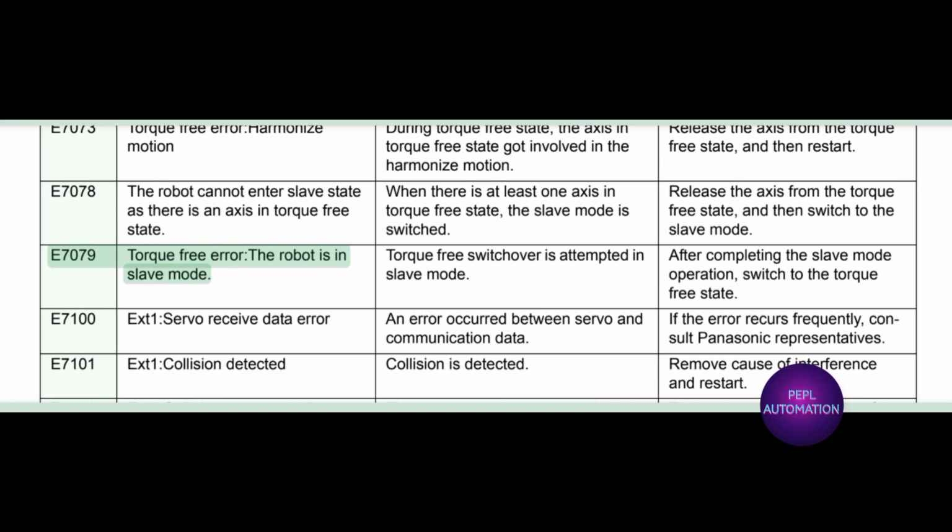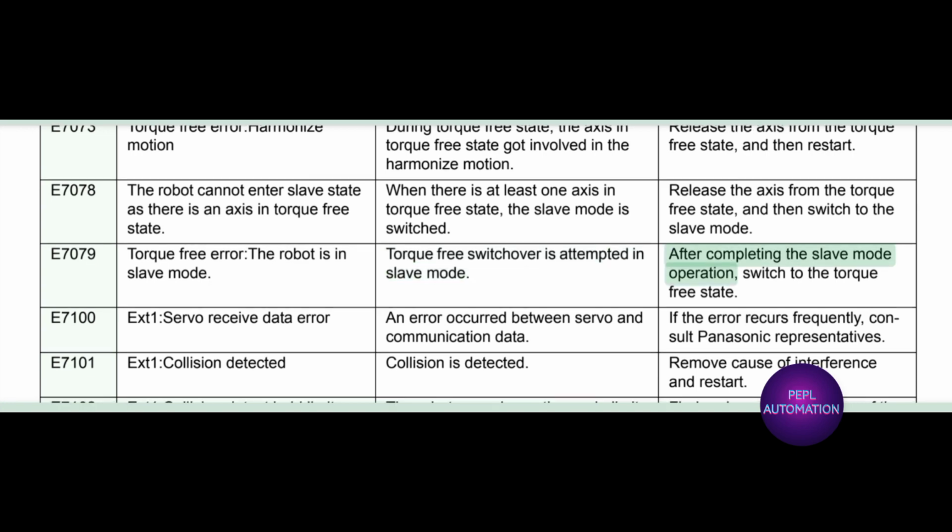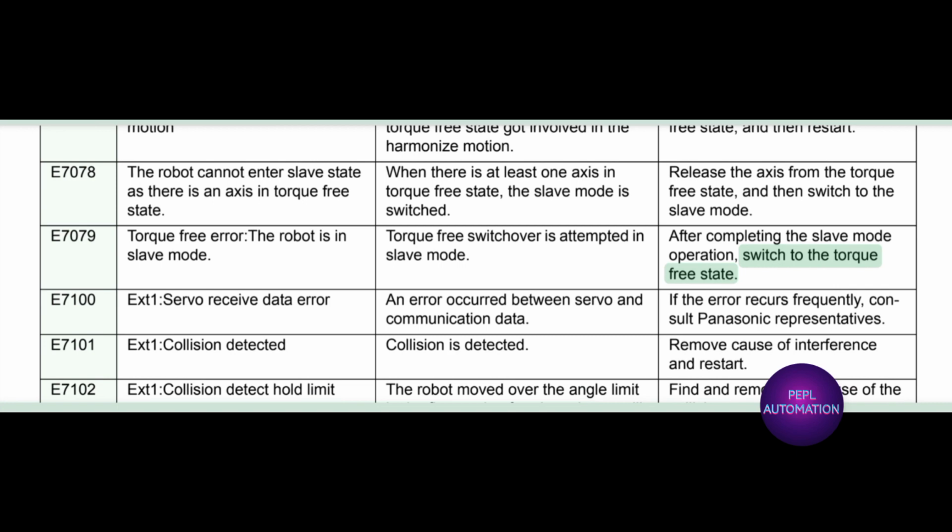E7079 torque-free error. The robot is in slave mode. Torque-free switchover is attempted in slave mode. After completing the slave mode operation, switch to the torque-free state.